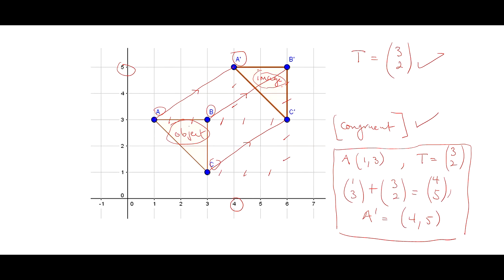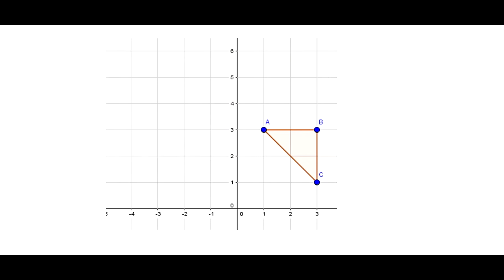Let's look at another example. So we have triangle ABC again, and it is undergoing a transformation here.